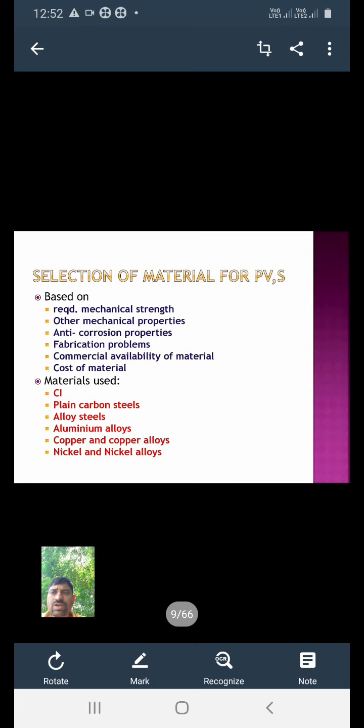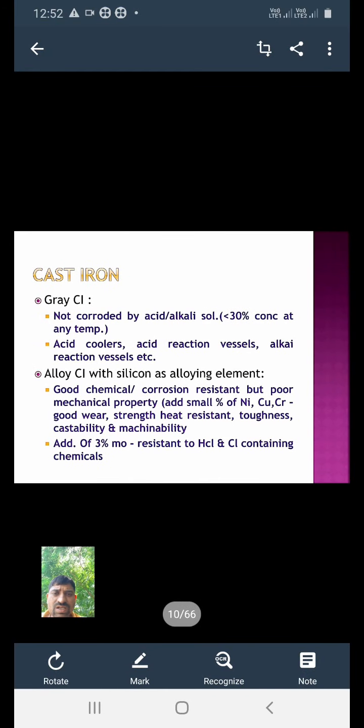Materials used for unfired pressure vessels. There are different types of materials used. First is cast iron, second is plain carbon steel, third is alloy steel, fourth is aluminum alloy, fifth is copper and copper alloy, sixth is nickel and nickel alloy. Cast iron is divided into different types: gray cast iron and alloy cast iron. We will see the details.